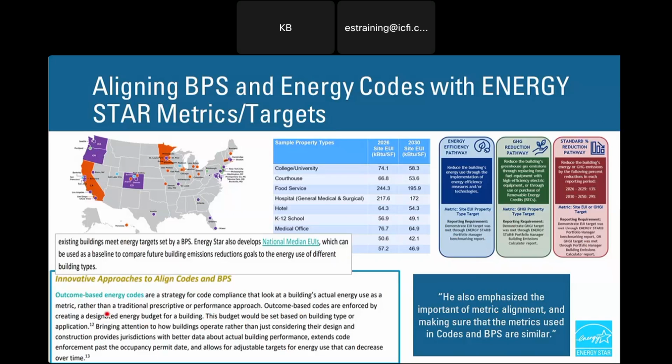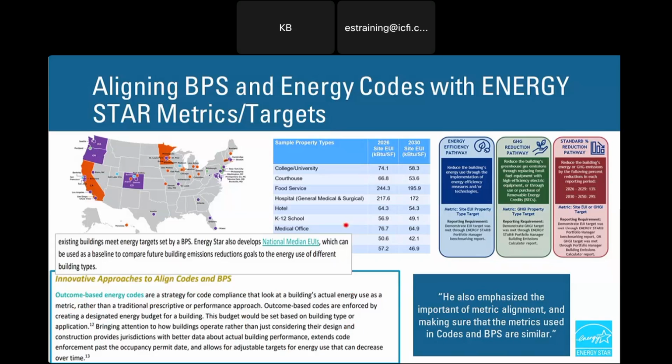Let's see which part I want to read. The codes. Oh, here we go. The outcome-based code, energy codes are a strategy for code compliance to look at buildings' actual energy use as a metric rather than traditional prescriptive or performance approach. And it goes on to talk about the budget and so on.